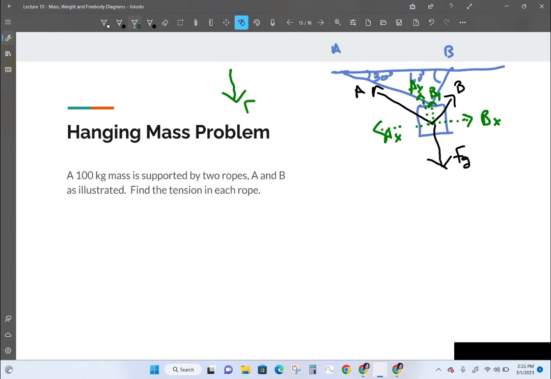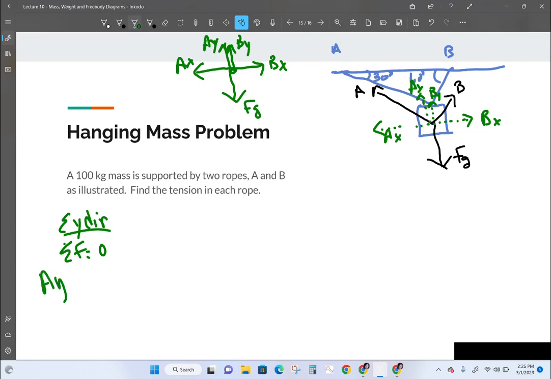Weight, BY, AY, BX, AX. These are really the vectors that we're dealing with. So what's going on in the Y direction? Well, all of them add up to 0, right? It's hanging there, we hope. So that means that AY plus BY has to be equal to FG.